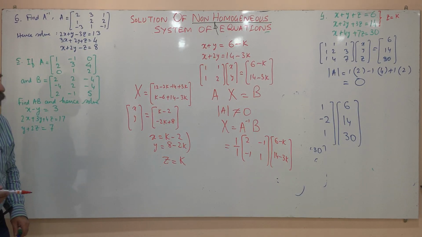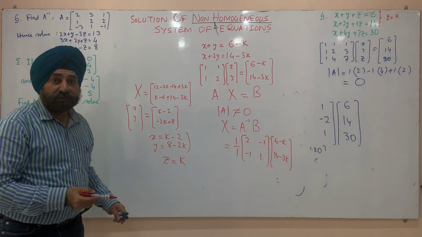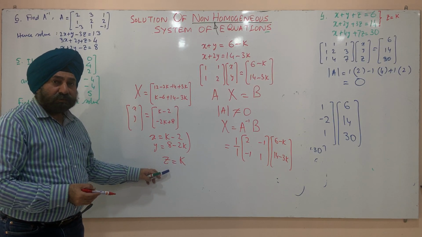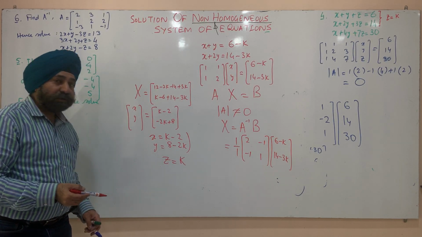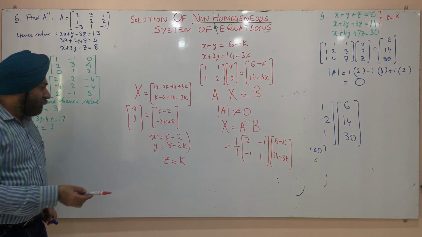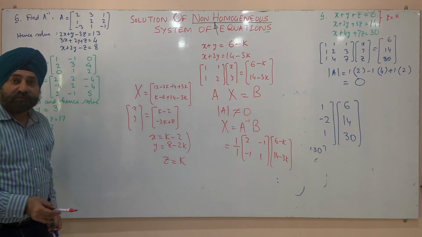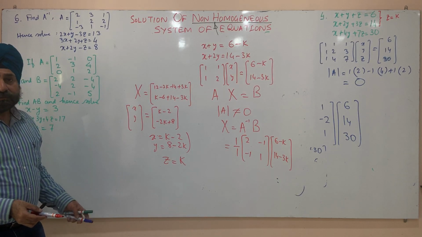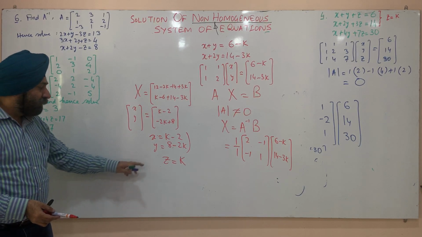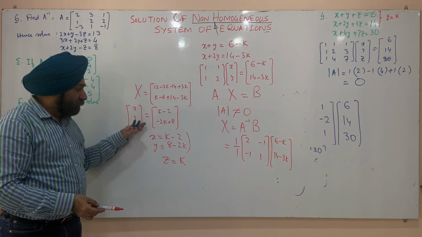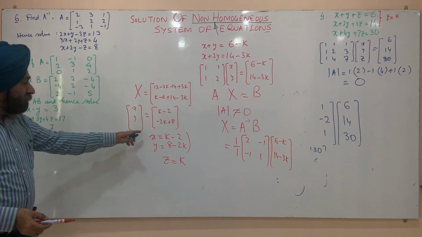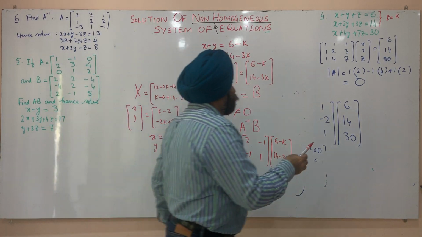Now how do we explain the system has infinite number of solutions? Since we can assign infinite values to k, let's say 1, we will have different values of x and y. K 0, different values of x and y. K equal to 2, we will have another set of values. So since k can be assigned or z can be assigned infinite values, the system will have infinite number of solutions.